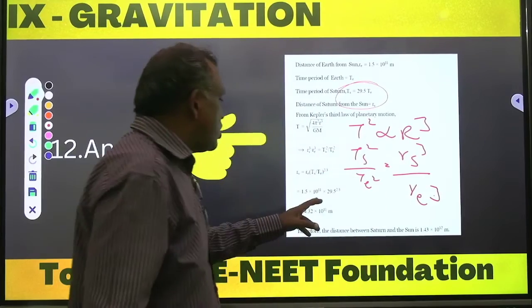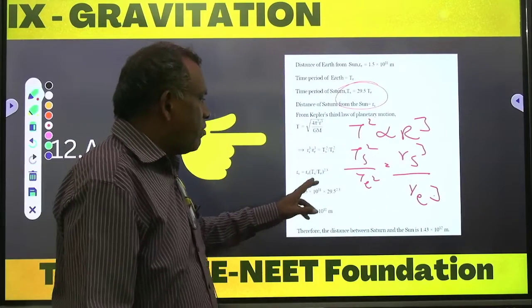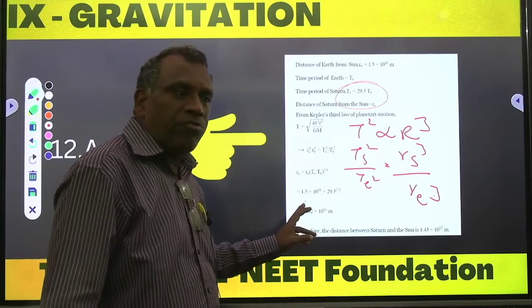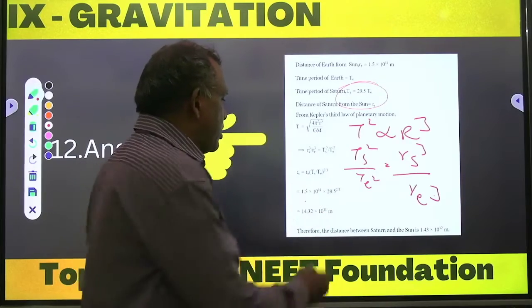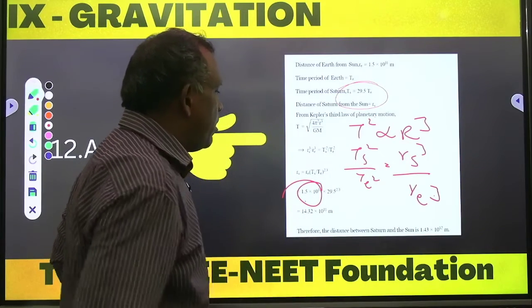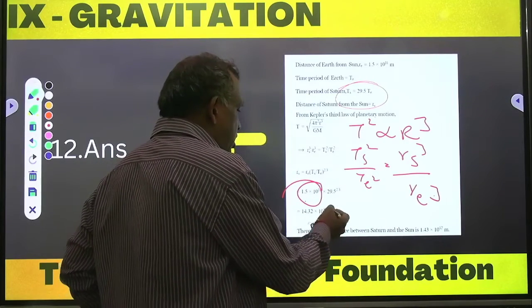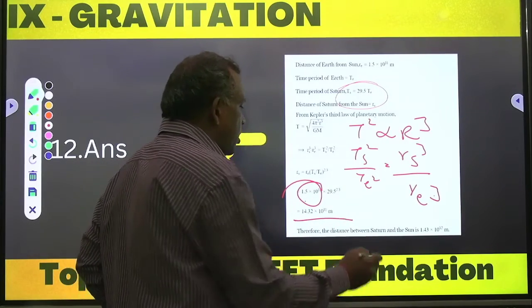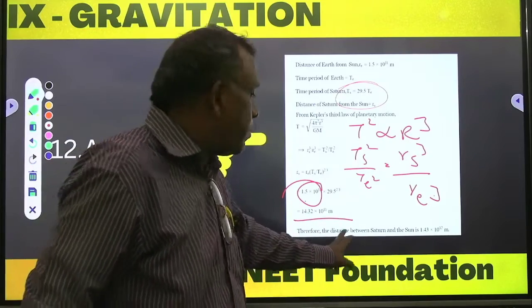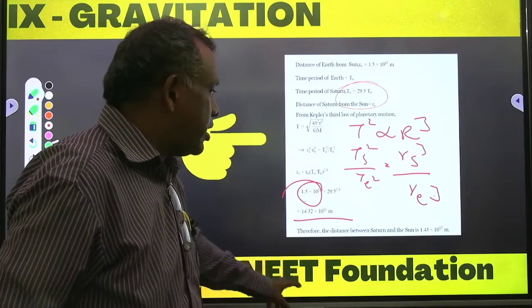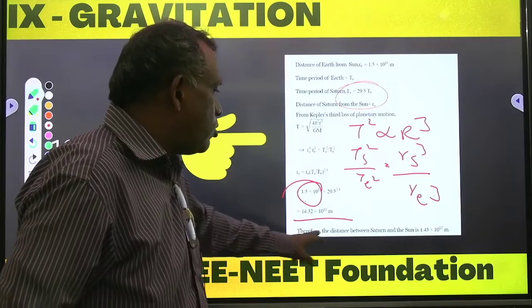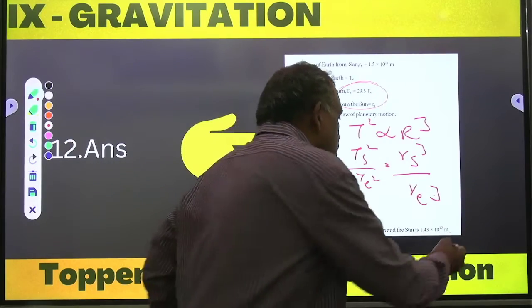So if you substitute the values, see the value of Re is 1.5 into 10 power 11 meters. So from that you are going to get the value of the radius of the orbit of Saturn as 14.32 into 10 power 11 meters. So 14.32, if you convert, is 1.43 into 10 power 12 meters.